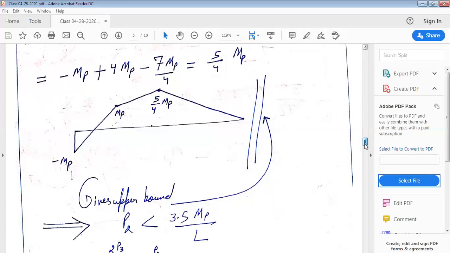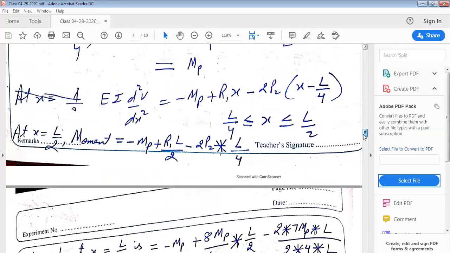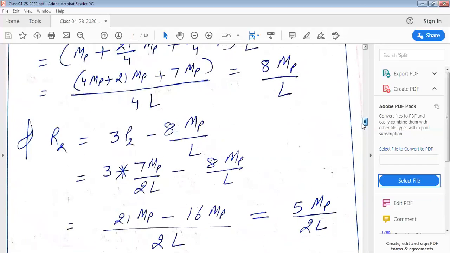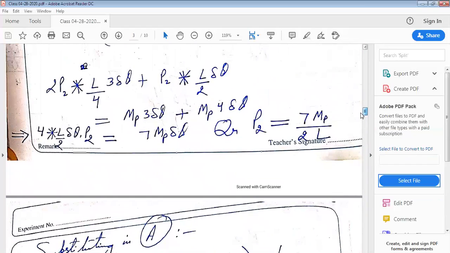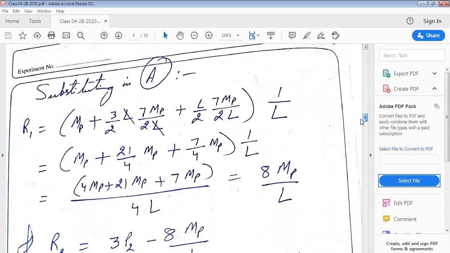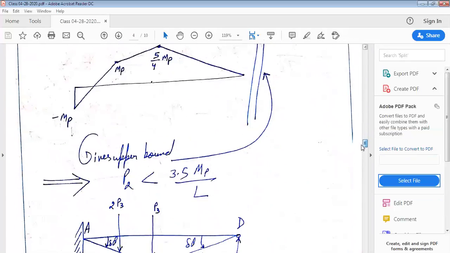And the plastic limit load has to be less than 3.5 MP by L, where P2 is, as suggested by this collapse mechanism, 3.5 MP by L. So the plastic limit load would be less than 3.5 MP by L. Now this motivates us to think of some other collapse mechanism.